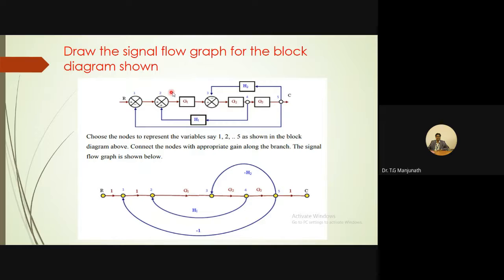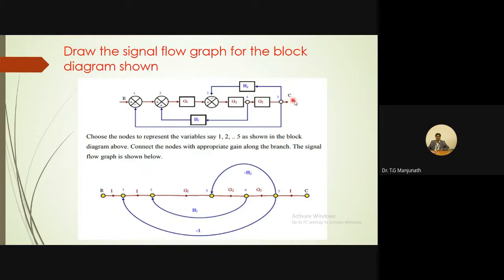Then nodes 2 and 3 you should connect, and this signal is passing through G1. Connect node 2 and 3; the signal is passing through G1, hence the gain on this line is G1. Similarly, make the connection from node 3 to 4. It is passing through G2, so G2 is the gain of this branch. Again, node 4 to 5, make the connection because the arrow is forward here. What is the gain? G3, because it is passing through G3. Hence, the gain of this branch is G3.